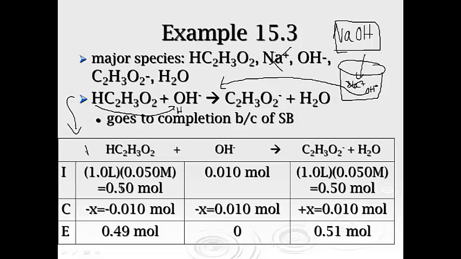Okay, this is still coming from the original amounts. We knew we had 1 liter, 0.050, which is just using molarity as a conversion factor, right, because it's moles per liter. So we can get 0.50 moles of our solution. The hydroxide component right here is coming from the sodium hydroxide that split off. Okay, that's where the initial hydroxide is coming from.